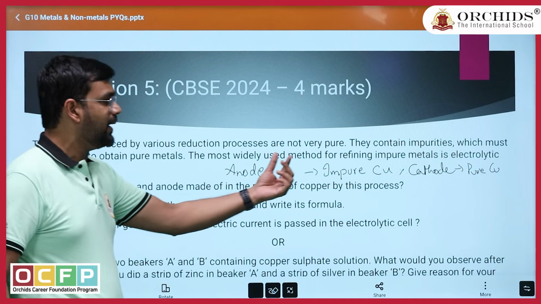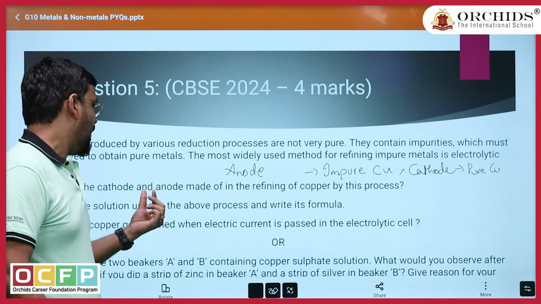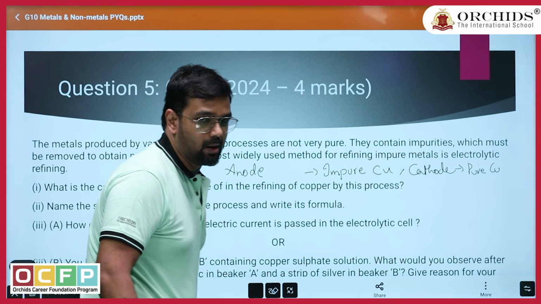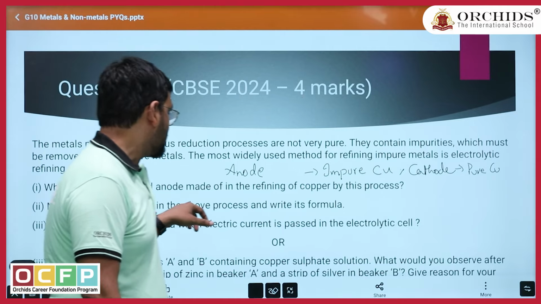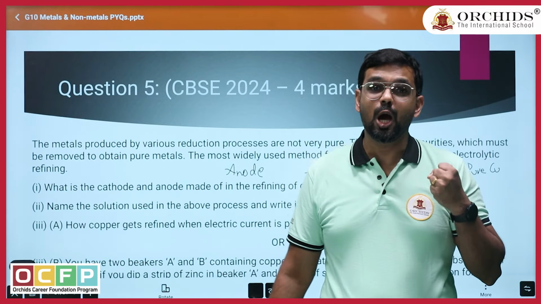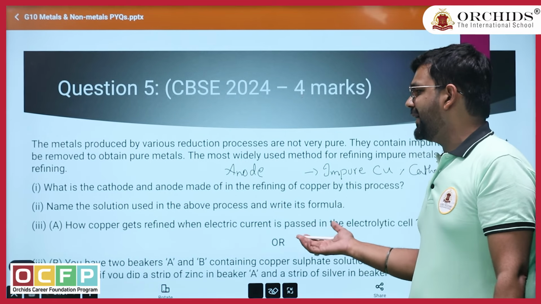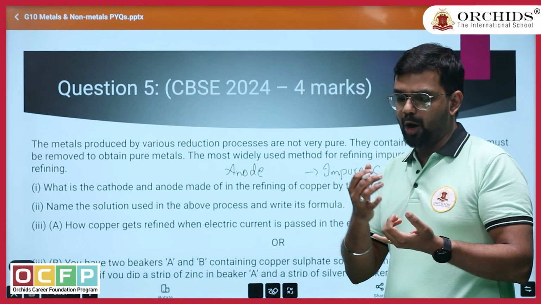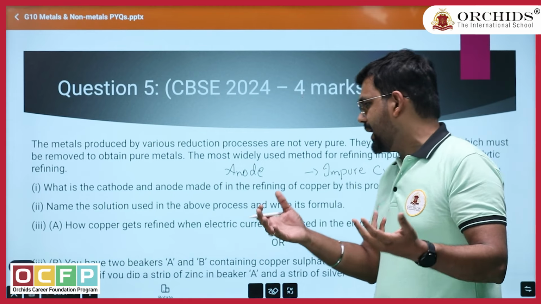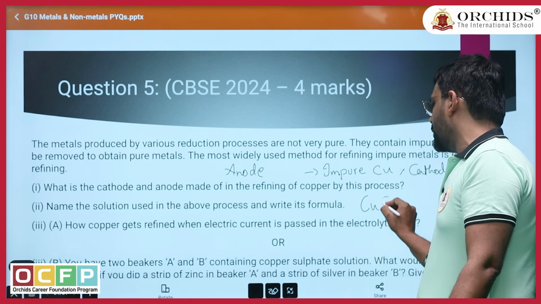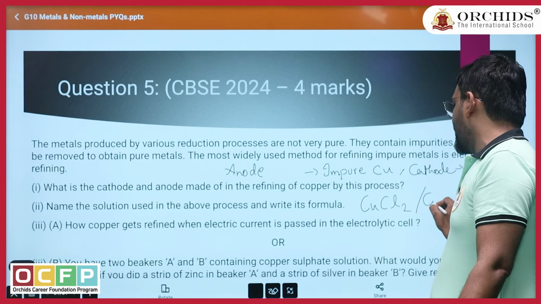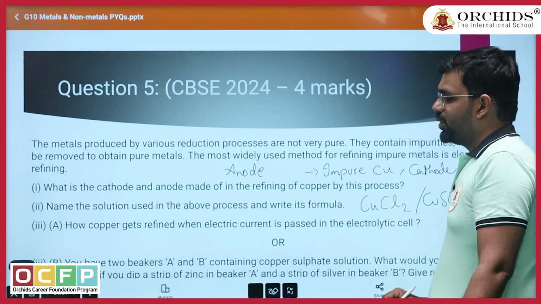So the cathode will be the pure copper metal strip and the anode will be the impure copper metal strip. Now, what is the name of the solution used in the above process? Like I said, you have to take that particular metal's salt solution. You can take any salt, copper chloride or copper sulfate. Let's go ahead with copper chloride. Any of the salt solutions you can take.